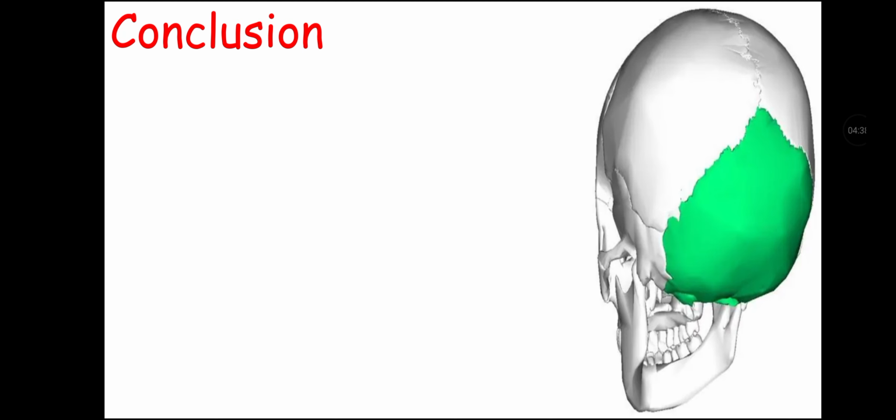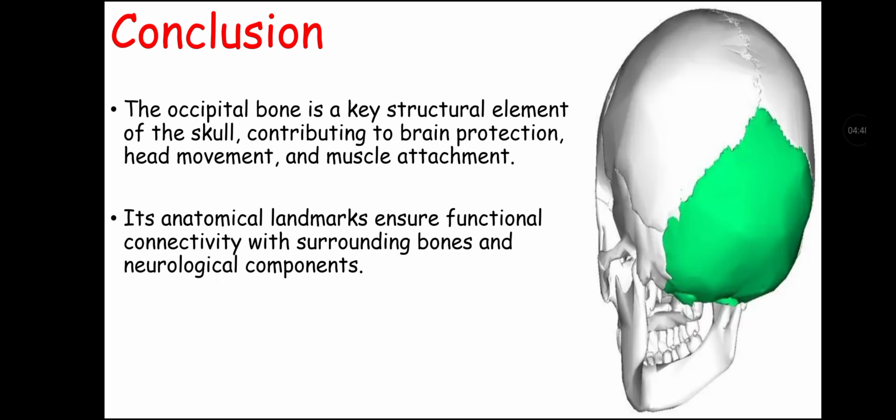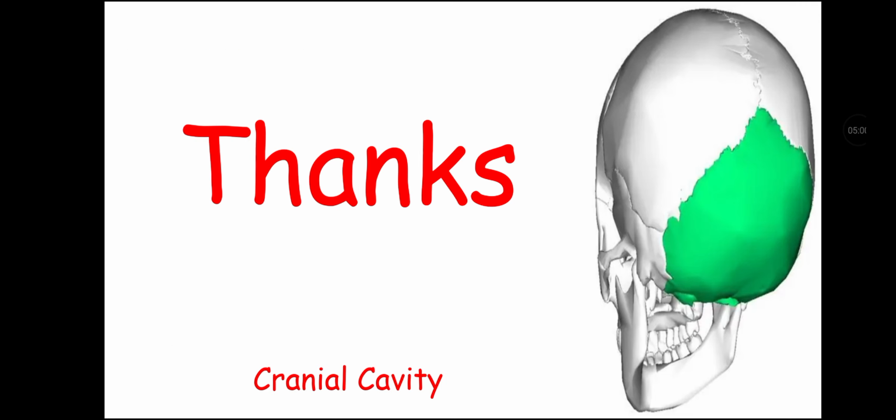Now let's talk about the conclusion of our lecture. Occipital bone is a key structural element of the skull, contributing to brain protection, head movements, and muscle attachment. Its anatomical landmark ensure functional connectivity with surrounding bones and neurological components. Understanding the occipital bone's significance is essential for studies in anatomy, physiology, and medical science. And this was all about the occipital bone.